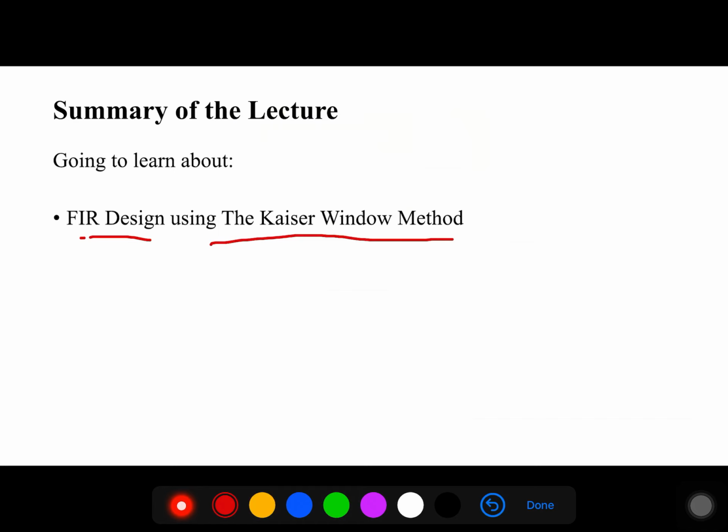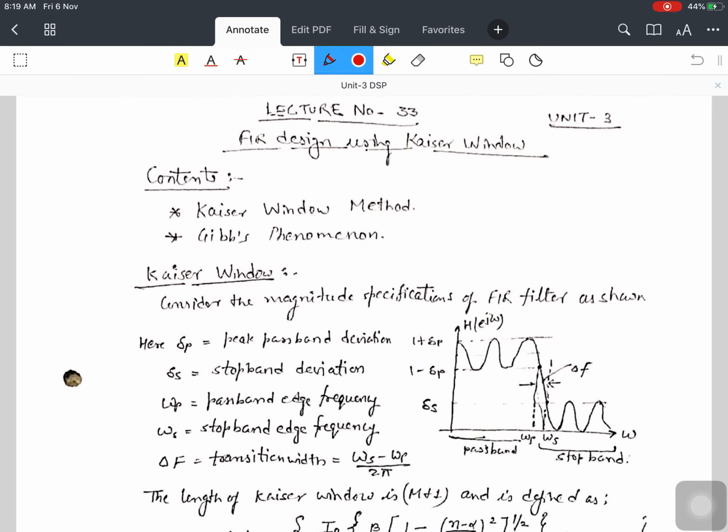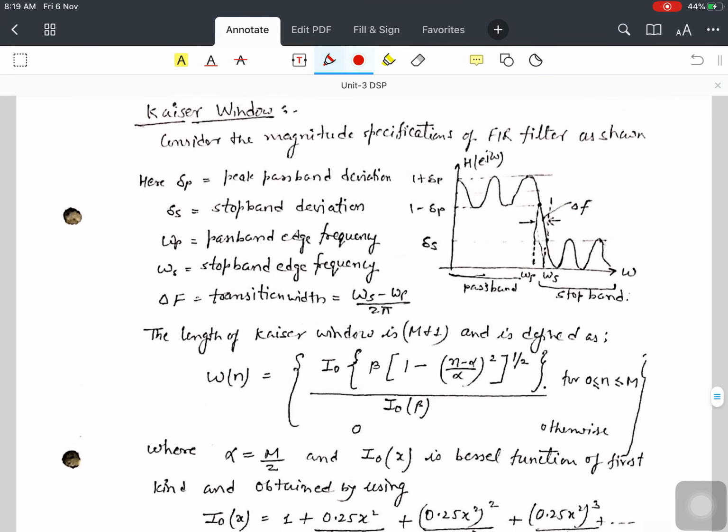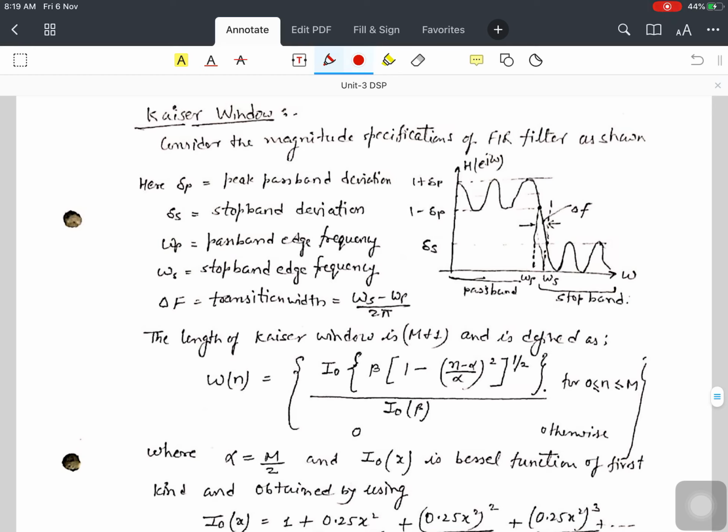So we will talk about the basic concept of this Kaiser window, what the window function of the Kaiser window is, and what the steps are for designing an FIR filter with the help of the Kaiser window method. Let's start with some basic points related to the Kaiser window. Consider the magnitude specification of an FIR filter as shown in the figure.